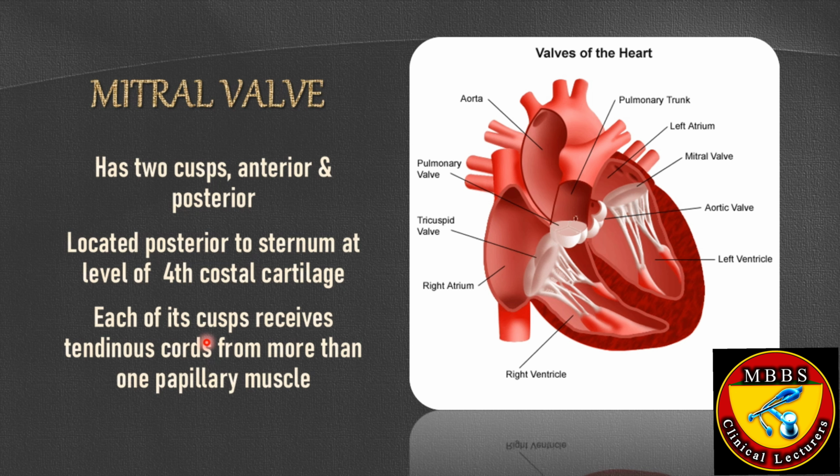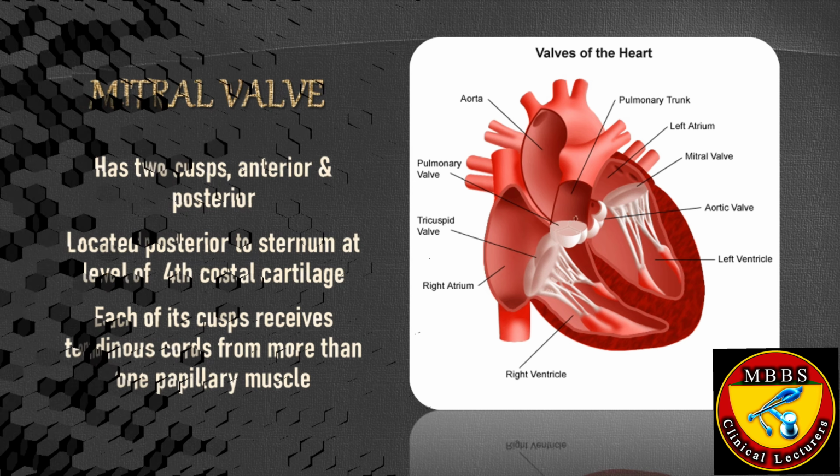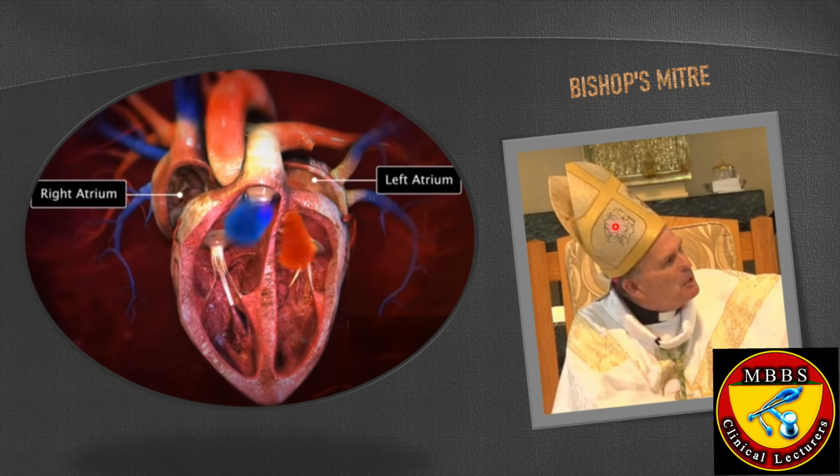So each of its cusps receives the tendinous cords from more than one papillary muscle. There are two main papillary muscles, but they are more like anterior and anterolateral. And here you can see this bicuspid valve is called a mitral valve because the name is taken from the bishop's mitre. The bishop's mitre is a cap. You can see this is sort of bicuspid.